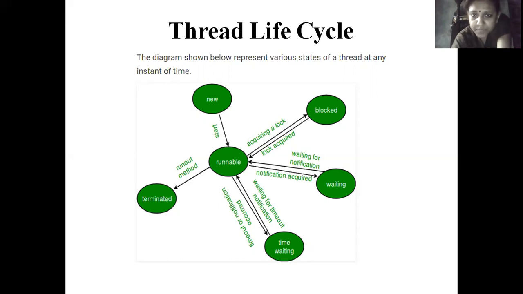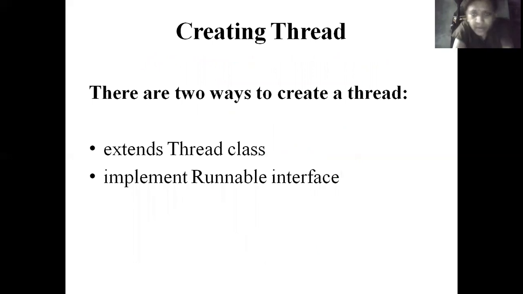Okay, we can create our thread. Till now I told you we were doing only single-threaded programs. Now we want to create our different threads. So how can we create a thread or implement it in our program? There are two ways: we can extend the Thread class or implement the Runnable interface.